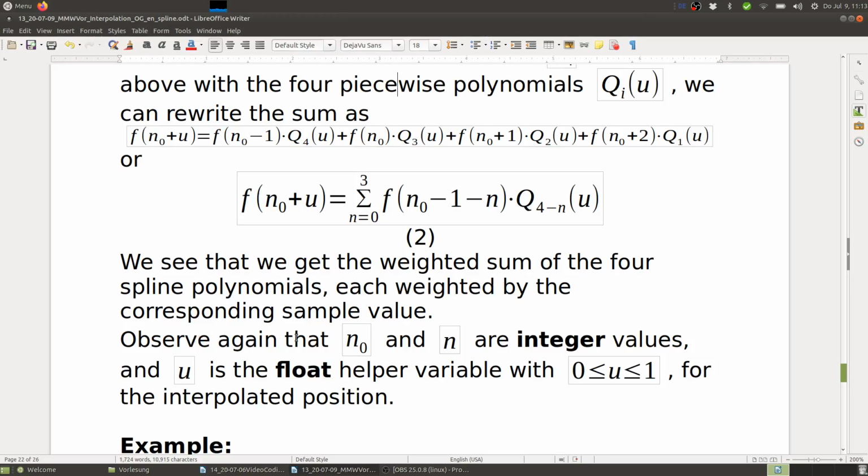Right, so observe that again n naught and n are integer variables, and u is the float helper variable, and u is between 0 and 1 for the interpolated position. And observe that the u is indeed just appearing in those polynomials. So they do the job of interpolation.